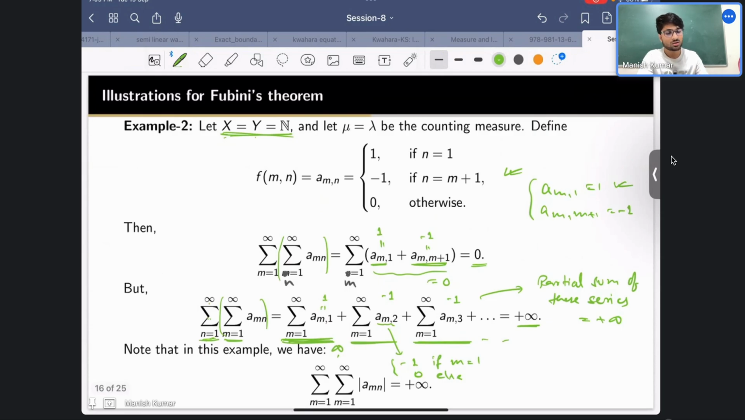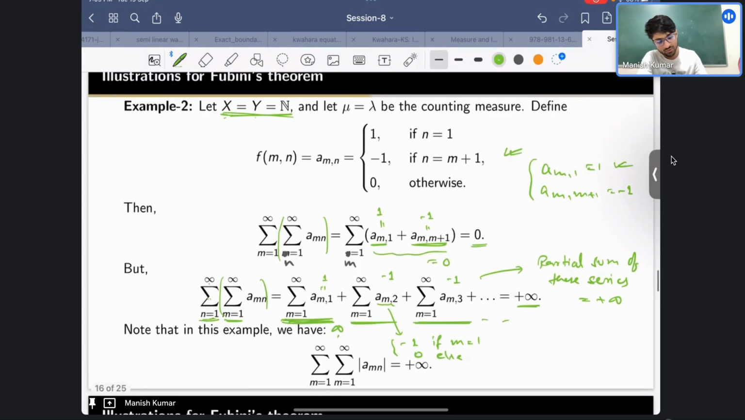So the theorem was saying that if you have any function f, then for these two things to be equal, you have to make sure that this integral, this summation, should be finite, right? And in fact in this case this is infinity, and the reason is the same as this one.